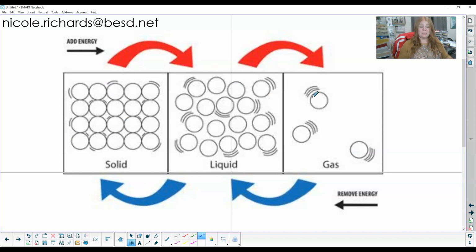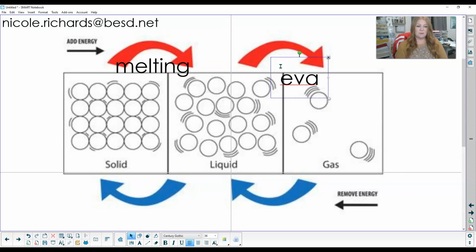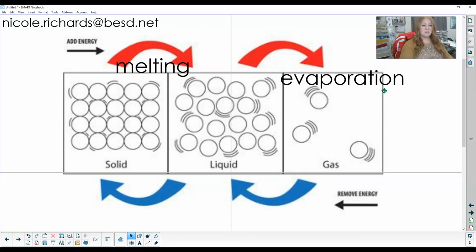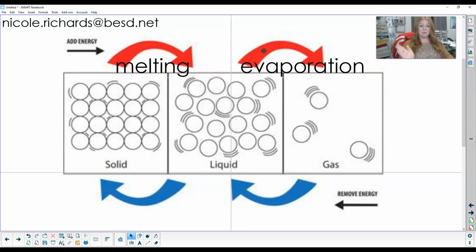So solid, liquid, gas. So just the molecules are spreading out as they get hotter and they come back together when they get colder. So here we can see energy is being added, heat is being added to go from a solid to a liquid. We call that melting. So if you have an ice cube and you add heat to it, it now melts and becomes a liquid. Now you take that liquid and you put it on the stove. When you add even more heat to it, it goes through evaporation. So evaporation goes from a liquid to a gas.